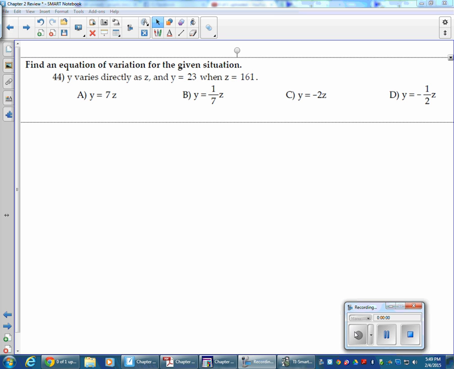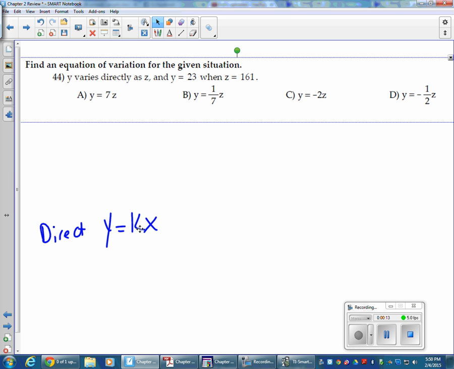If we can get these last few knocked out. They're all dealing with direct and inverse variation. So what you've got to do is, let me just kind of review. Direct variation would be y equals k times x, and what you'd have to do is find the value of k. If it's inverse variation, that's going to be y equals k divided by x, and again, you'd need to fill in the k.